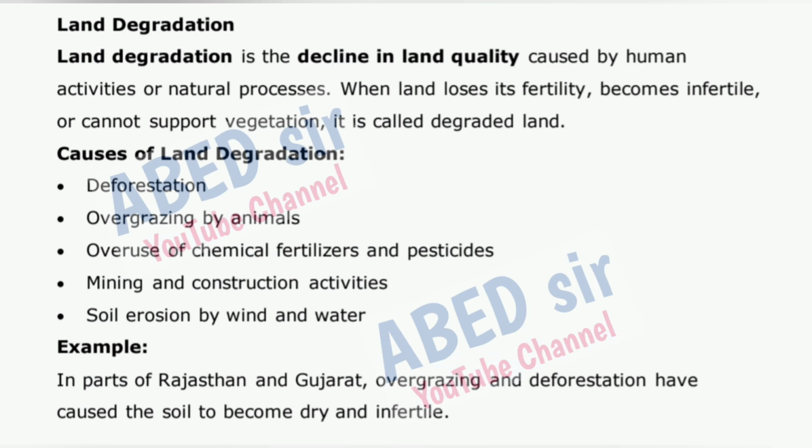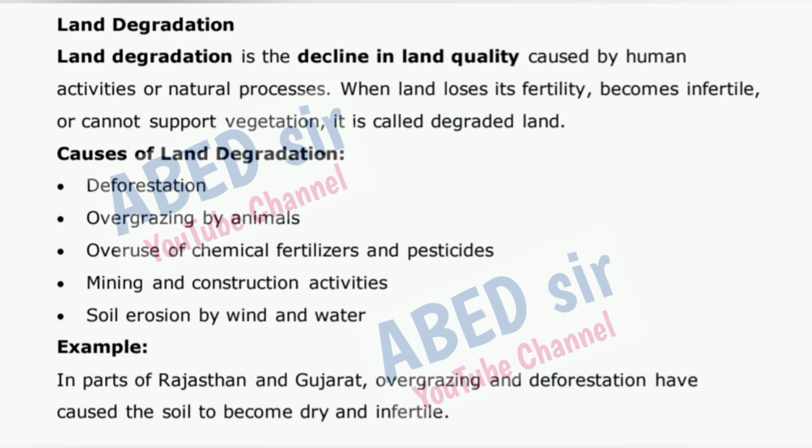Land degradation. Land degradation is the decline in land quality caused by human activities or natural processes. When land loses its fertility, becomes infertile, or cannot support vegetation, it is called degraded land.